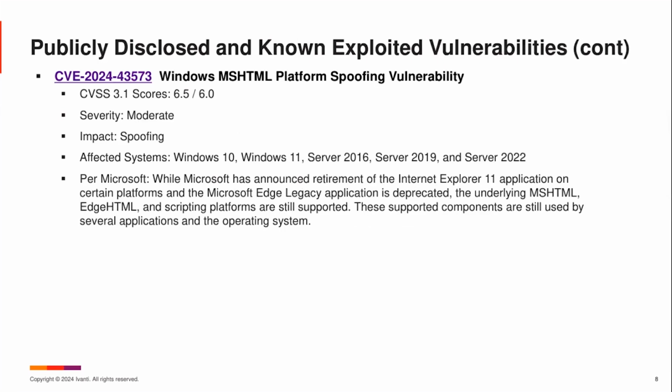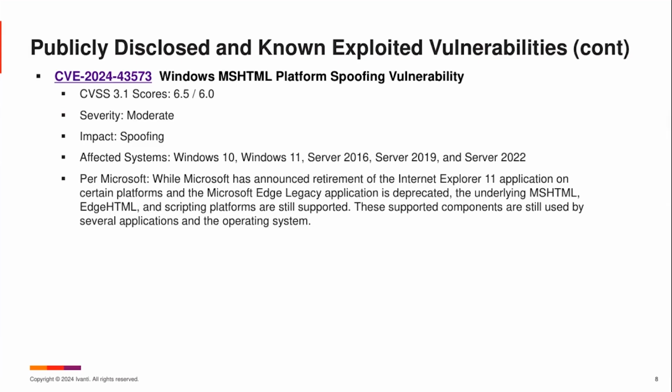The second vulnerability that is being targeted is the Windows MS-HTML platform spoofing vulnerability. The severity on this one was only moderate. So, many of you who have been following us for a while, you've heard me talk about this many times. We can't always take the vendor severity and the CVSS score at face value. That's a starting point. It's a static algorithm. It tries to assess things and give you a general idea of the risk there.